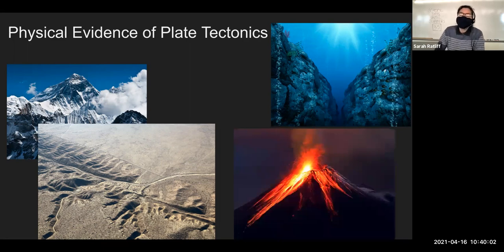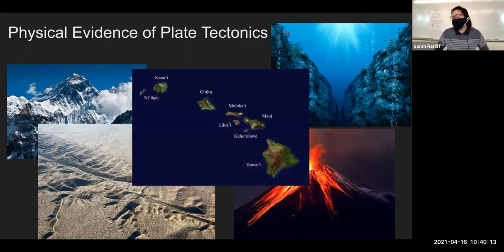Volcanoes. The lava that comes out of volcanoes is actually that mantle. It's that liquid, hot rock. So it's actually coming up out of the crust. And one of our favorite examples, I have actually never been to Hawaii, but I have family that lives there, and I'm sure many of you have been to Hawaii as well. Hawaii is evidence of plate tectonics.